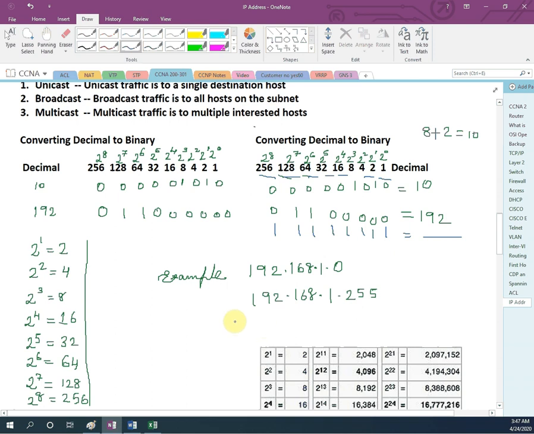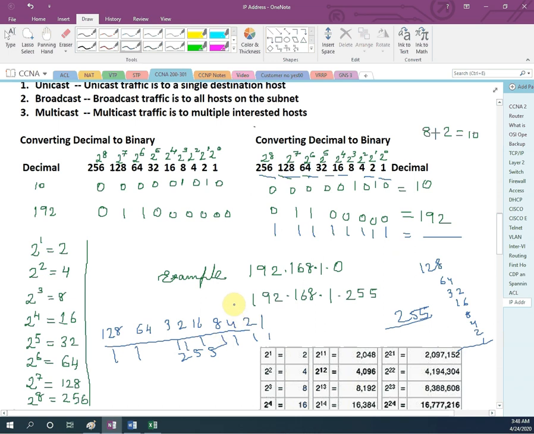Generally we use 128, and then 64, 32, 16, 8, 4, 2, 1. So if all are 1 like this, we will add all these numbers: 128 plus 64 plus 32 plus 16 plus 8 plus 4 plus 2 plus 1. It becomes 255. When we add all, we need to remember it becomes 255. I already wrote that one.